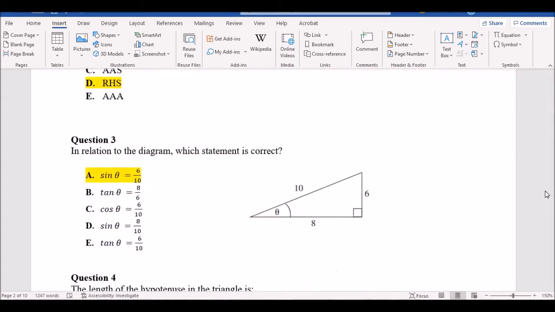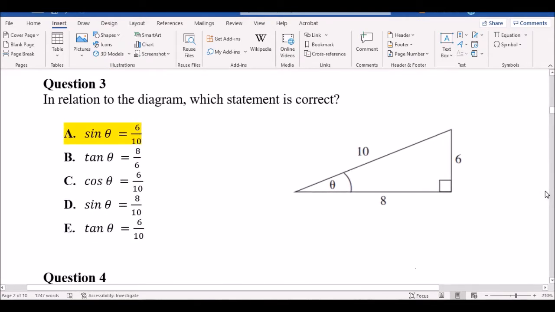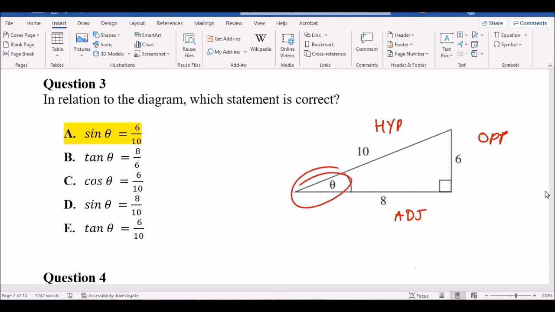Alright, in relation to the diagram, which statement is correct? What you want to do with a question like this is always label the sides first. If that's your angle, this is my opposite, this is my adjacent, and this is my hypotenuse. So we have to think about all the possible formulas that we can have, given these labels. If that's my angle there, does anyone remember the trig ratio for sine? You've got O and H for sine. That's what you're focusing on.